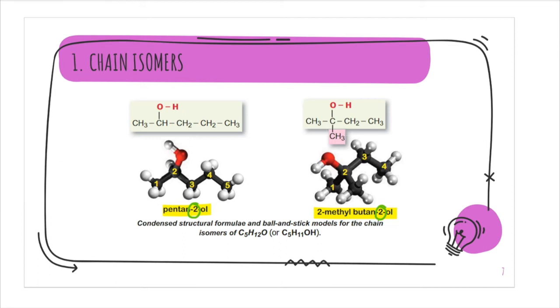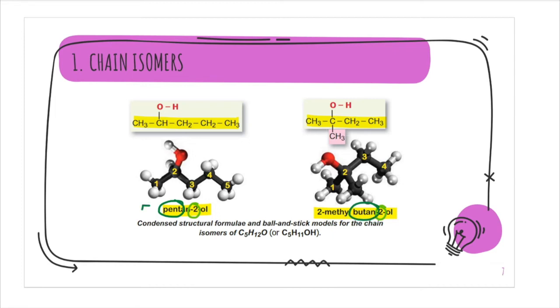If you look at the length of the chains in the condensed structural formulae, you will see that it goes from being very long to being a bit shorter. But the giveaway, as I've always mentioned, is when you name the compounds. If we look at the stem names, here we're dealing with pent, and over here we have butan.